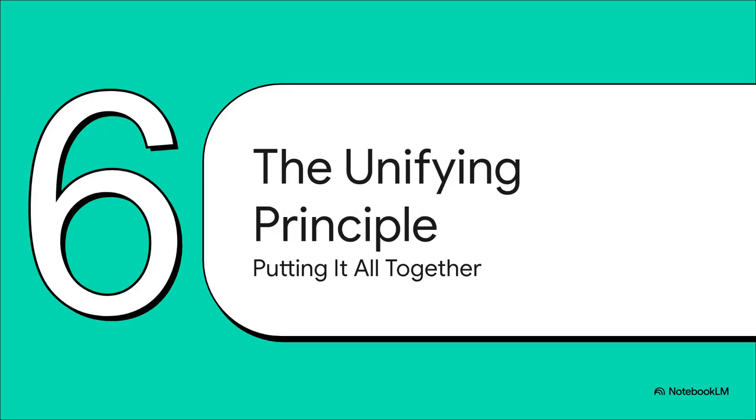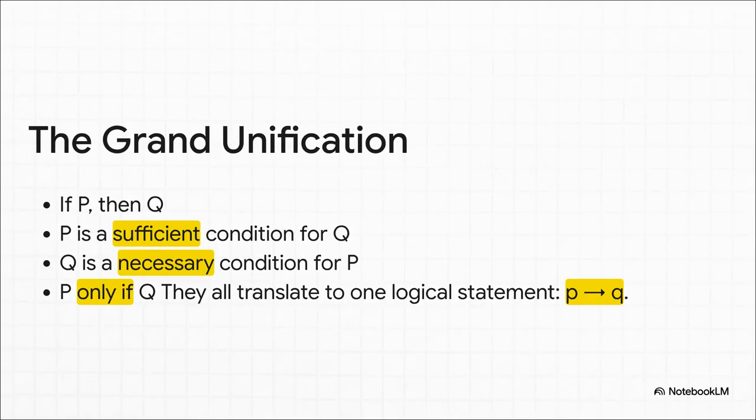Okay, we've looked at the definitions, we've decoded the tricky phrases, and we've seen it in action. It is time for the grand finale, where we see how all these different puzzle pieces finally click into place. And here it is, the grand unification. All 4 of these statements, if P then Q, P is a sufficient condition for Q, Q is a necessary condition for P, and yes, even the weird one, P only if Q, they are not different logical ideas. They are simply 4 different English sentences to describe the exact same relationship. P implies Q. They are completely, totally, 100% interchangeable.